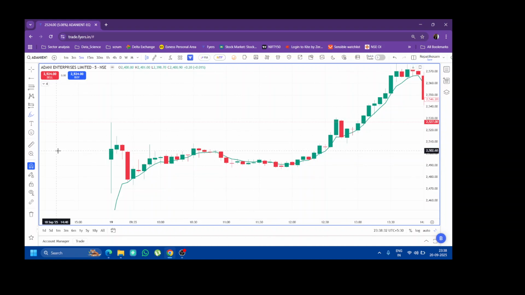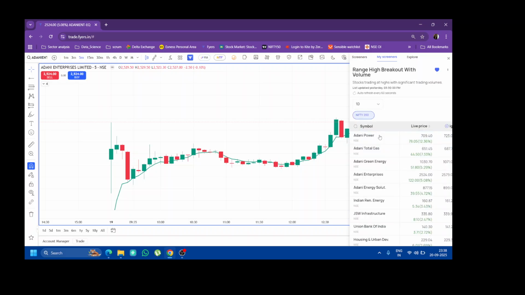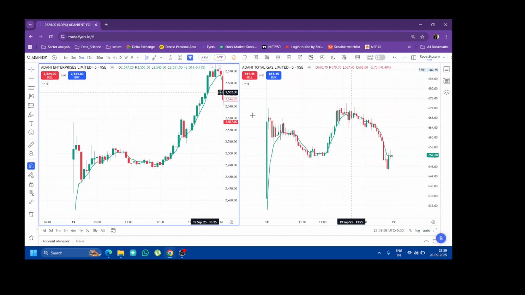This is my broker app. What I've done on Friday. This is my broker app called Fires. In that Fires, we have an option called Fires Intelligence Assistance like ChatGPT. If you use this, it will show you a couple of stocks which you can take the trade for intraday. I have used the screen called a range high breakout and found a couple of stocks for the day to trade. In these couple of stocks, whichever breakout happened for the day, I have selected Adani Total Gas and Adani Enterprises. These are the two stocks I have selected and kept for my intraday trading.